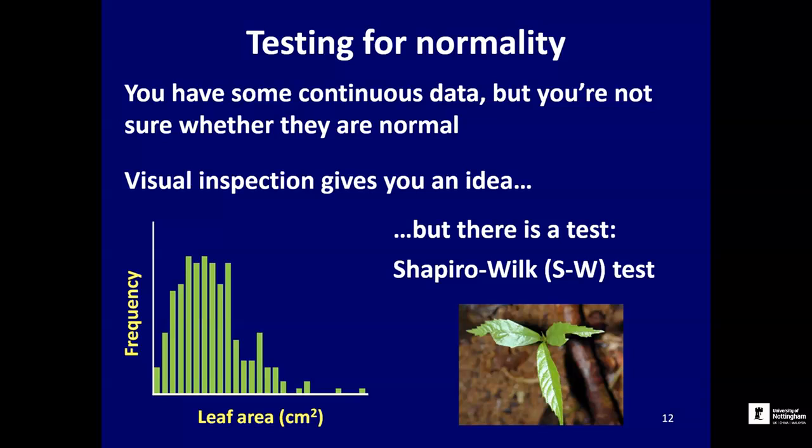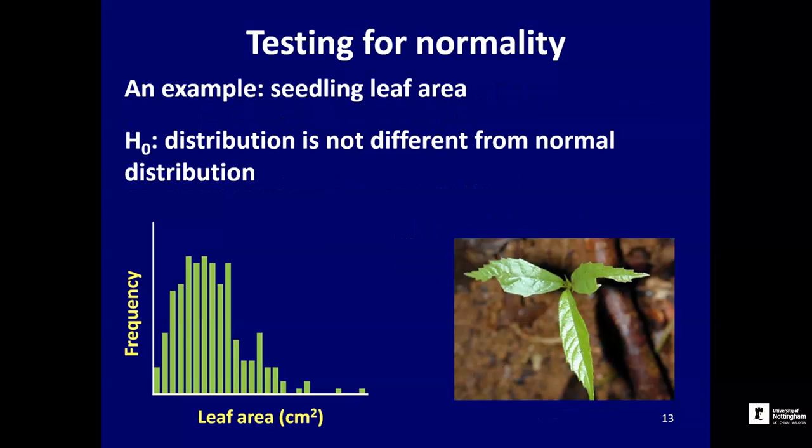It's just a shame, really, that we have to learn all these awkward names, but it's a test for normality. So the null hypothesis in a Shapiro-Wilk test is that the distribution of the data is not different from the normal distribution. And obviously, if we have to reject that null hypothesis, then we've violated the assumption of the t-test and we've got to think again.